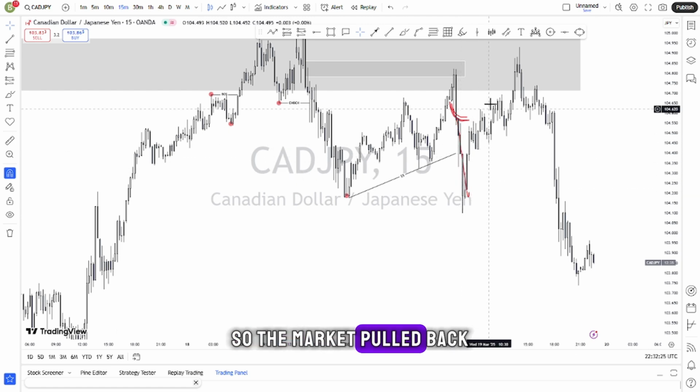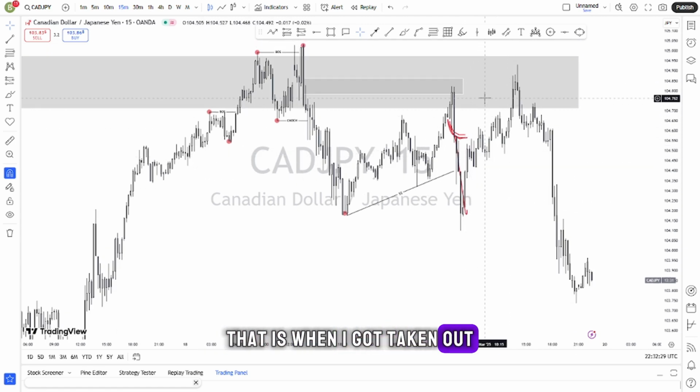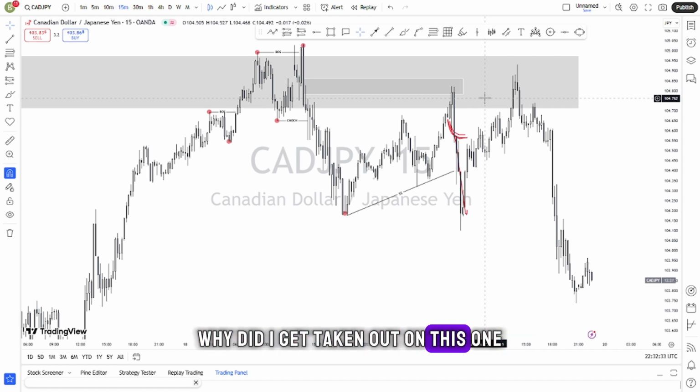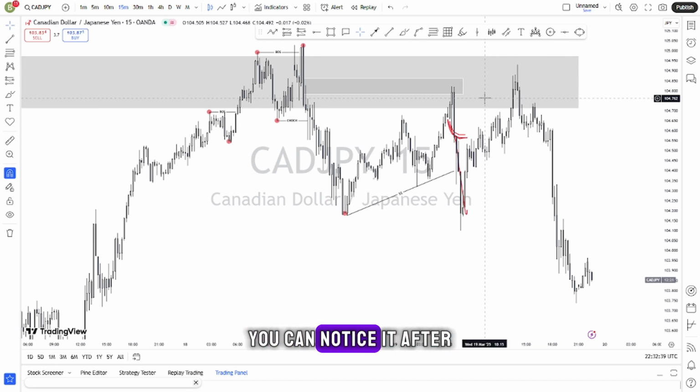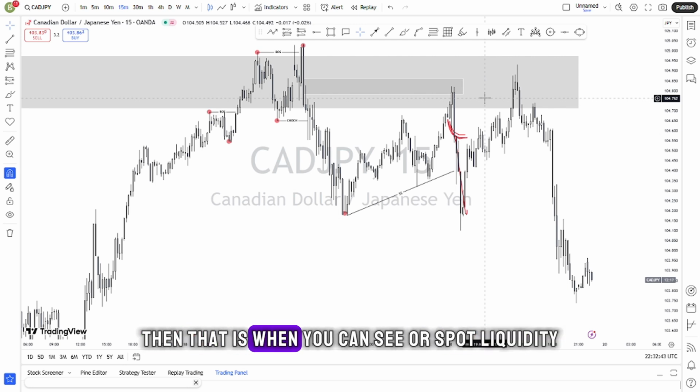So the market pulled back, and whenever it pulled back, guys, that is when I got taken out. I'm gonna ask you a simple question: why did I get taken out on this one? Something you might understand is that liquidity happens after. You can notice it after, not before it happens. After it happened, that is when you can see or spot liquidity.